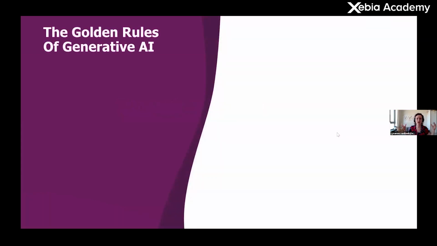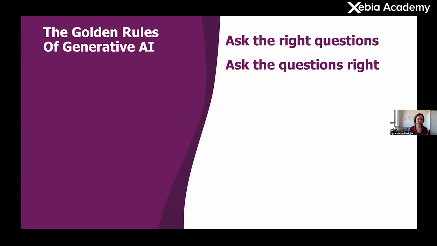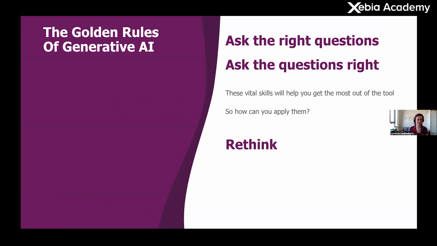because there are a couple of golden rules to generative AI. It's asking the right questions, but also asking the questions right. We need to know what we want to ask, but we can also phrase them in a way that helps get better output. So how do we apply them? We have to constantly rethink, rephrase, and repeat. So it's really an engineering process.